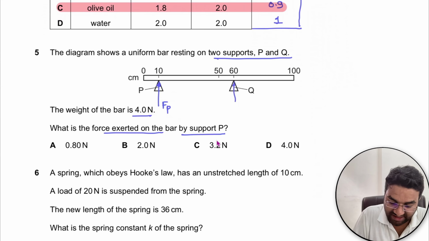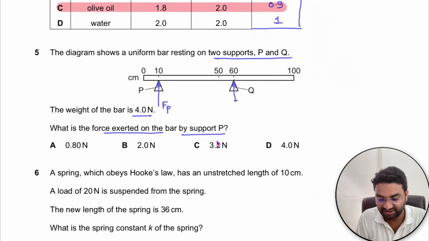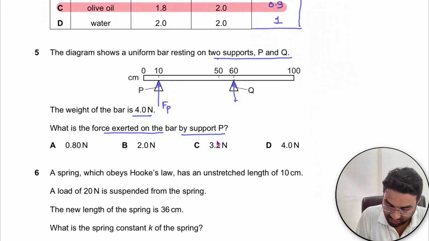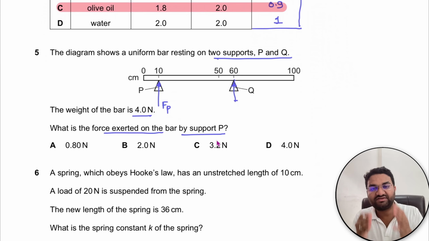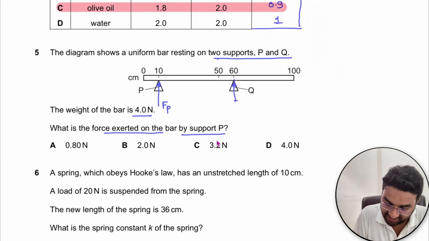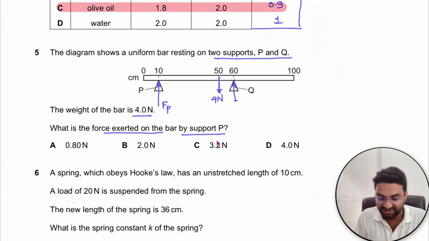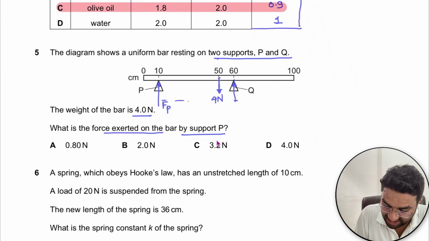This is, let's say, the turning effect we have to take at Q, isn't it? Now we have the weight of the bar. The weight of the bar is always at the center, so the center is at 0.5. So it's a weight which is 4 Newton. Now if you calculate the distance here, this is 60 minus 10, which is 50. And this one is distance 10.